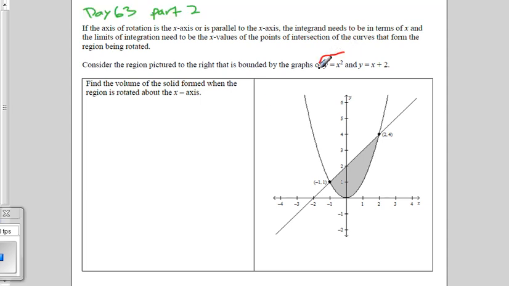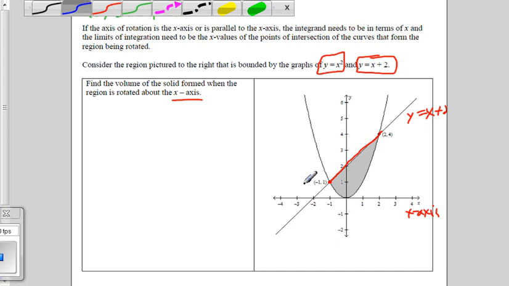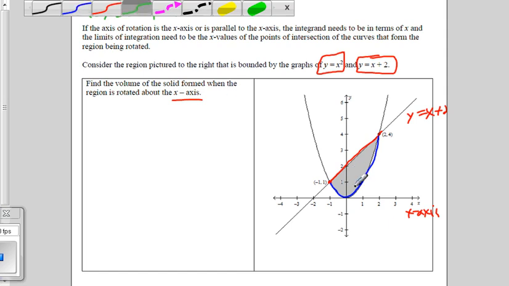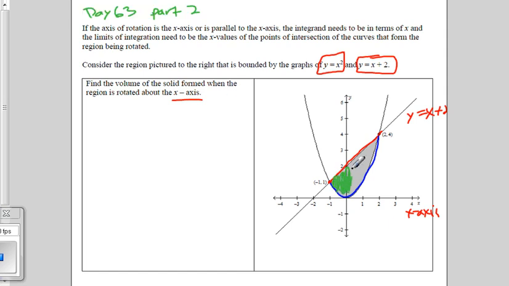Okay, so here are my two functions, y equals x squared and y equals x plus 2. Find the volume of the solid formed when the region is rotated about the x-axis. Well, the nice thing is, here's my straight line, and again, this is y equals x plus 2. Because we're going about the x-axis, that's going to be our outer function, because it's further away, and the parabola is going to be my inside function, because that's always closer to the x rotation.